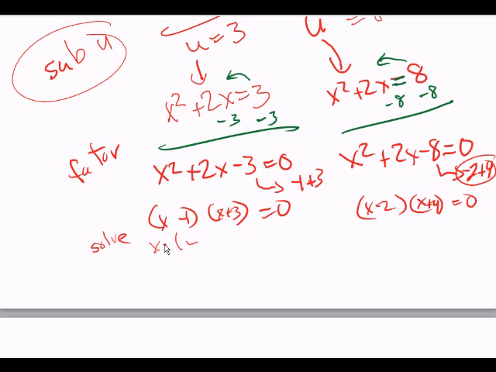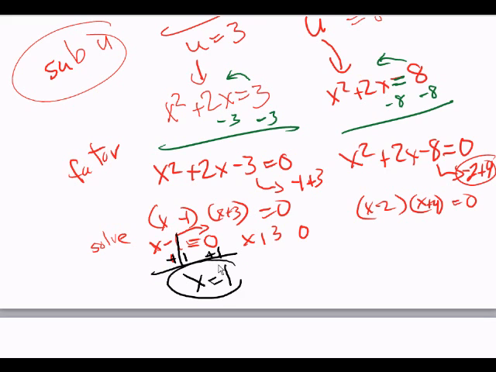X minus 1 equals 0. X plus 3 equals 0. Get the 1 to the other side. Add 1, and I get x equals 1 as an answer. This is a plus 3. I don't know what, maybe I'm moving too fast.